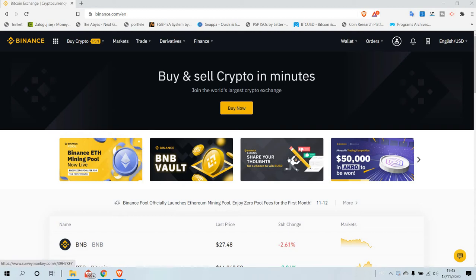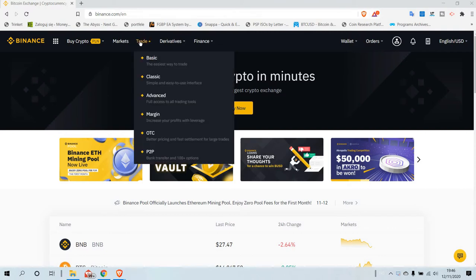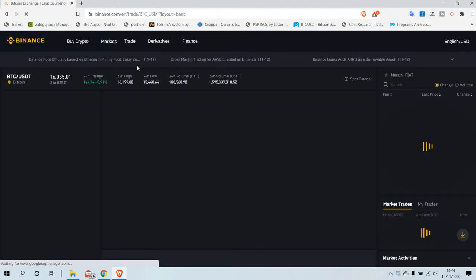Today I would like to show you some basic functions of the Binance Cryptocurrency Exchange. Let's maybe start from trading. We go, of course, to classic.